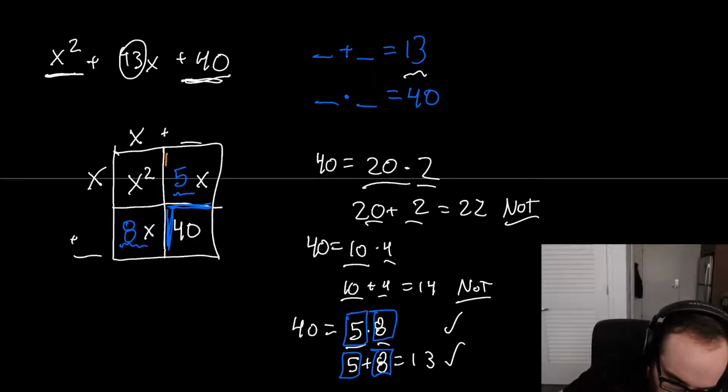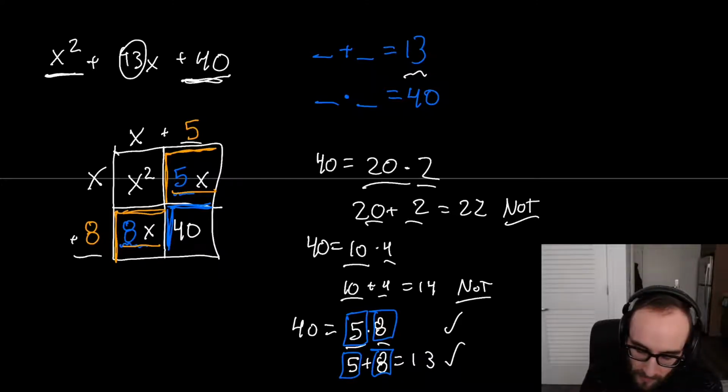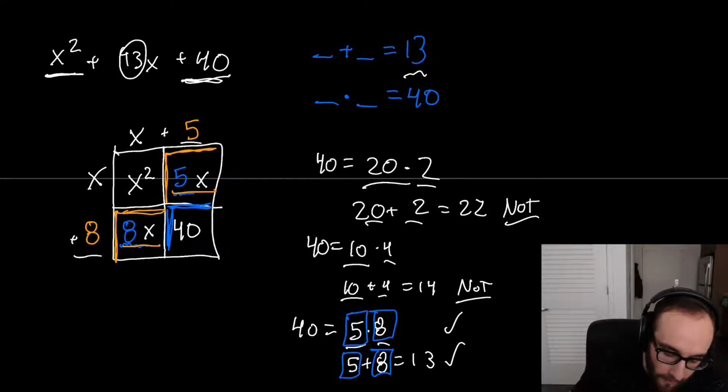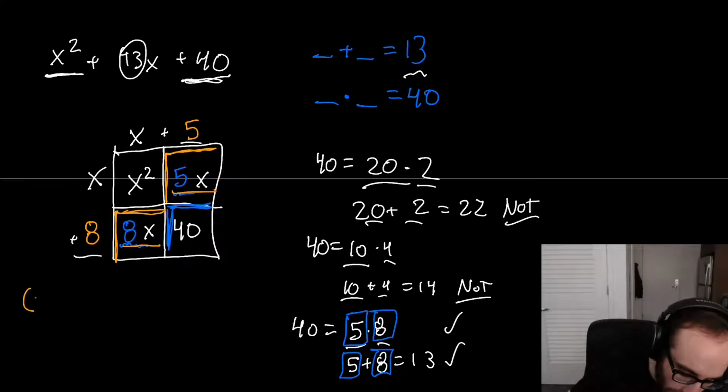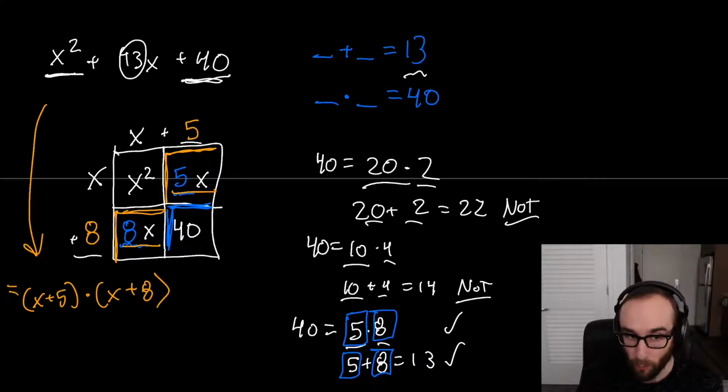For our top right box, we know that x times something gives us 5x. So that something is going to be 5. For the bottom left box, we know that something times x gives us 8x. So that something is 8. Finally, we can write out the two side lengths. We have x plus 5 times x plus 8. And that is our factored form of x squared plus 13x plus 40.